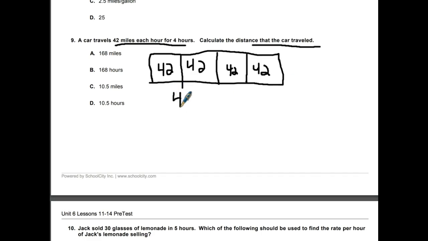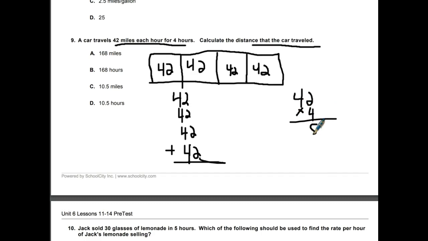Okay, so I know that I have 4 groups of 42. And we started the year talking about the relationship between addition and multiplication. So this is one way I could get my answer. If I have 4 groups of 42, I can add 42 4 times, or I can multiply 42 times 4. Multiplication is just repeated addition. Either way, you're going to have an answer of 168 miles. That's the distance that car traveled at the end of 4 hours.